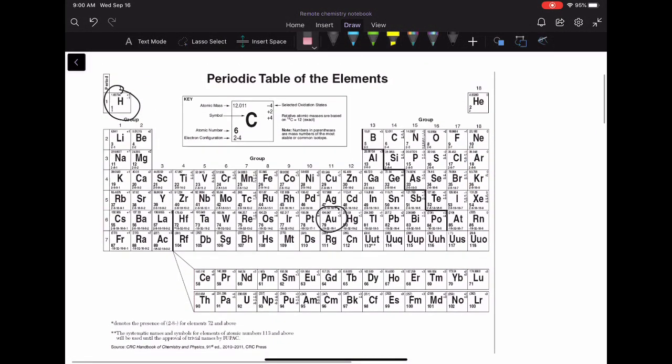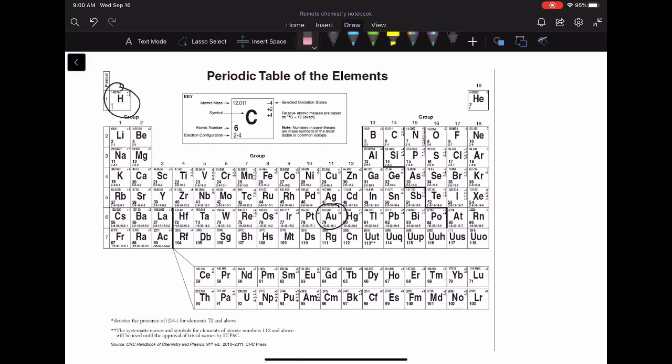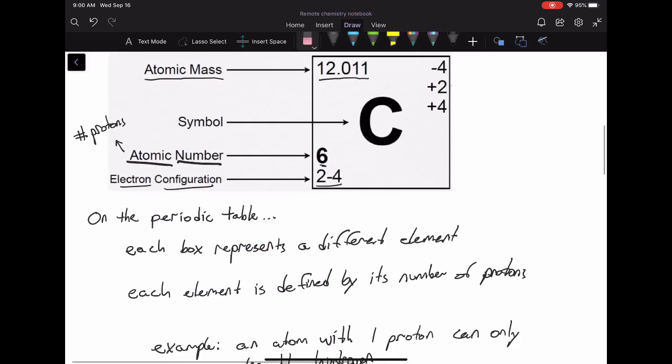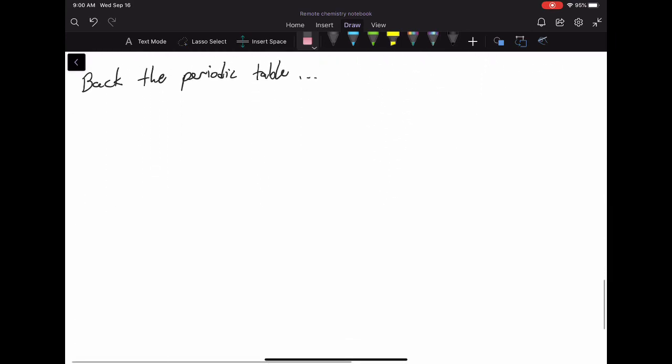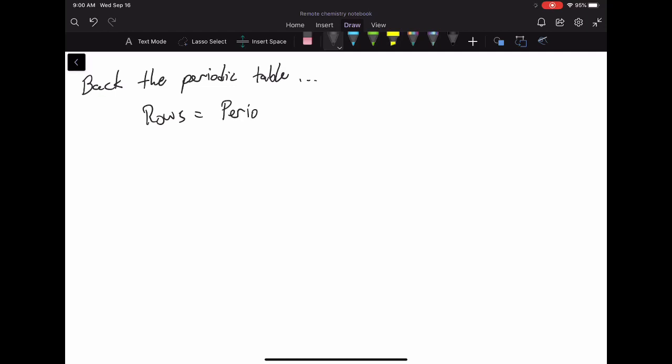Okay, so looking back at the periodic table, you're going to see that it's organized into rows and columns. There are special names for those. So let's name those. The rows are actually called periods. There are 7 of them.